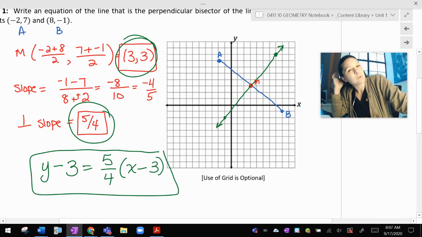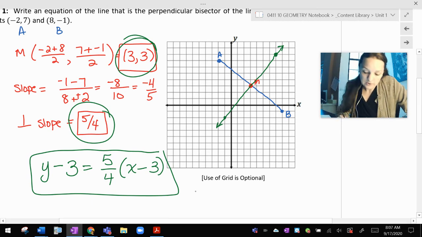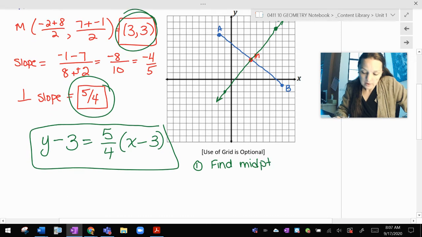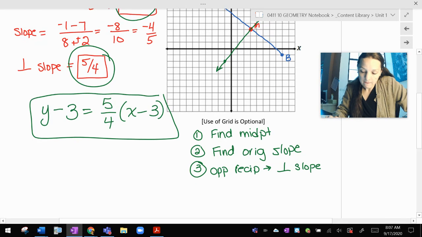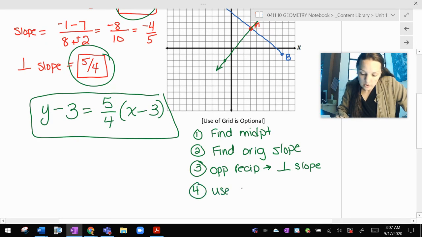If you're the type of person who really needs steps written down: Step 1, find the midpoint. Step 2, find the original slope. Step 3, take the opposite reciprocal, which gives you the perpendicular slope. And step 4, use the midpoint and the perpendicular slope and point-slope form to write the line.